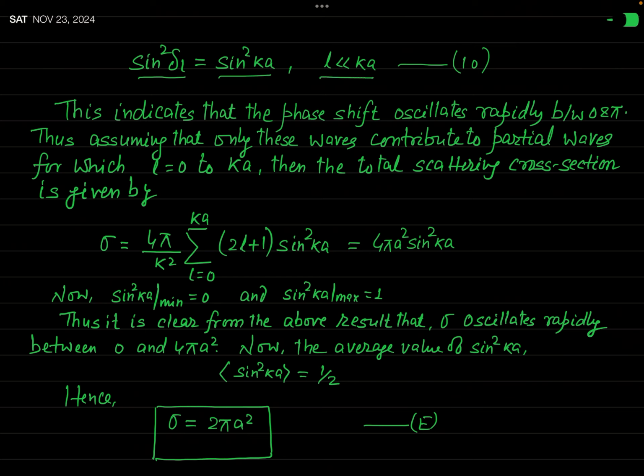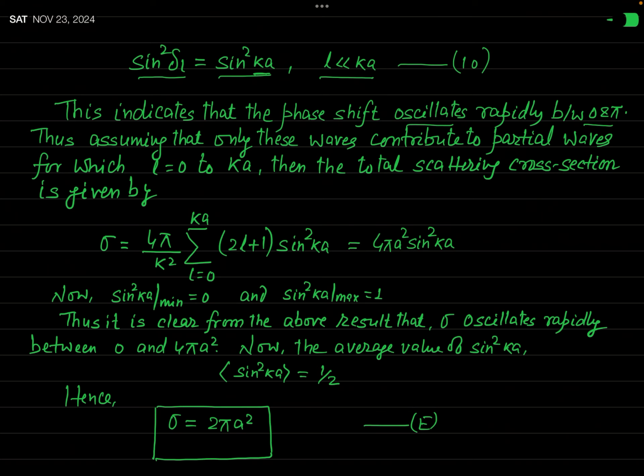Under the condition L is much smaller than Ka. Okay, L is much smaller than K. In fact, this result indicates that the phase shift oscillates rapidly between 0 and 2 pi, because this is a sine function, and sine square theta will be minimum, that is 0, when theta is 0, and in a spherical polar coordinate system the theta coordinate varies between 0 and pi.